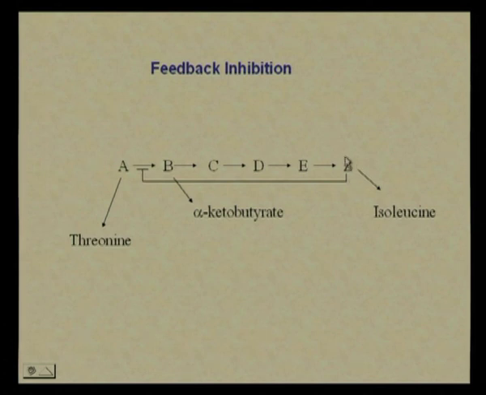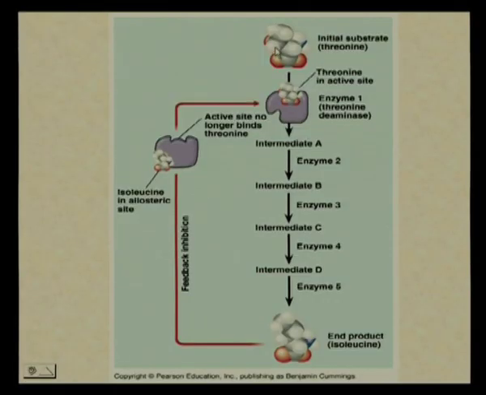But if you think of it, it is a regulation. You do not want too much isoleucine in the body, you do not want even too much threonine in the body. So, there must be some other reaction that inhibits this. Okay? So, this is exactly what has happened. We have the threonine sits in the active site of threonine deaminase, and we have intermediates A, B, C, D finally forming our Z. Okay?